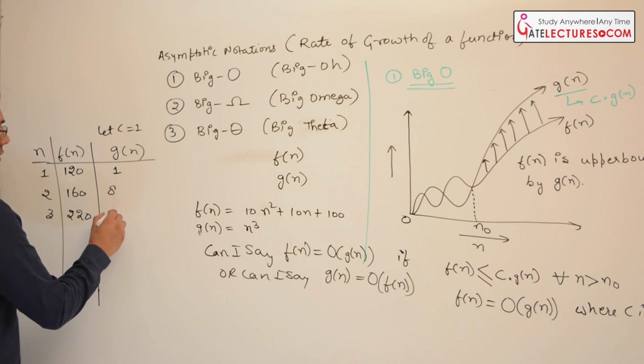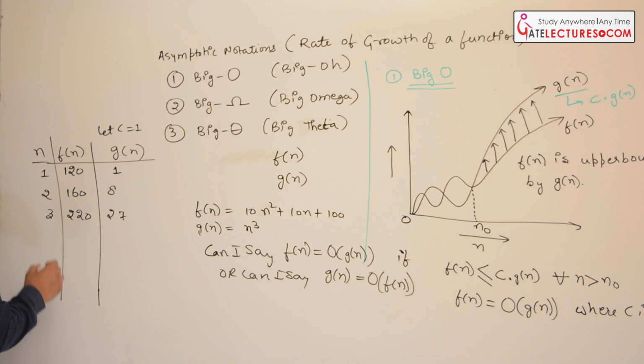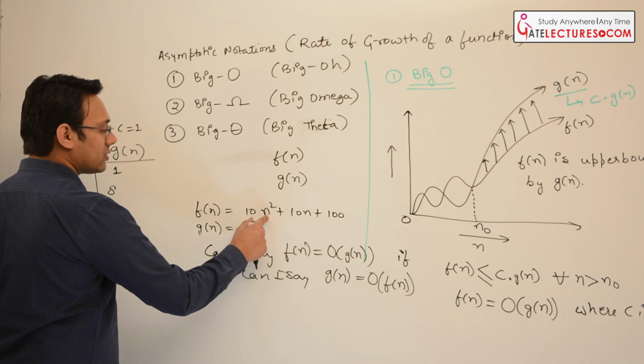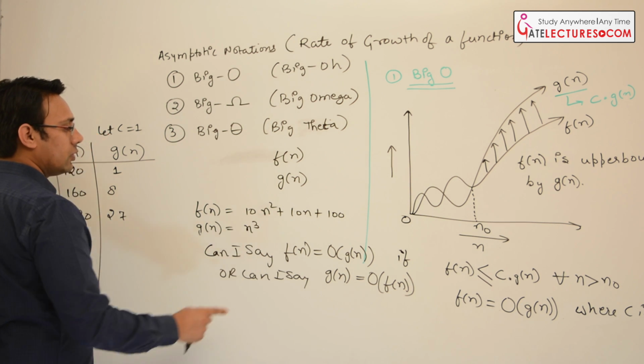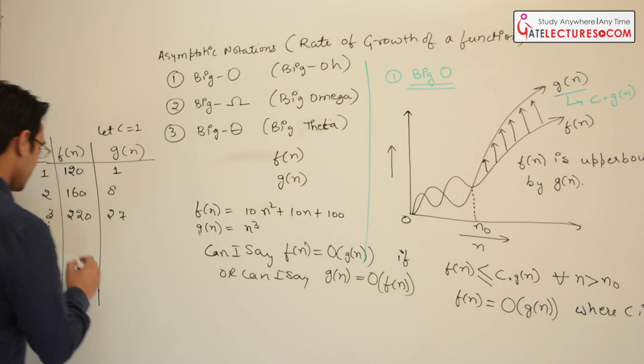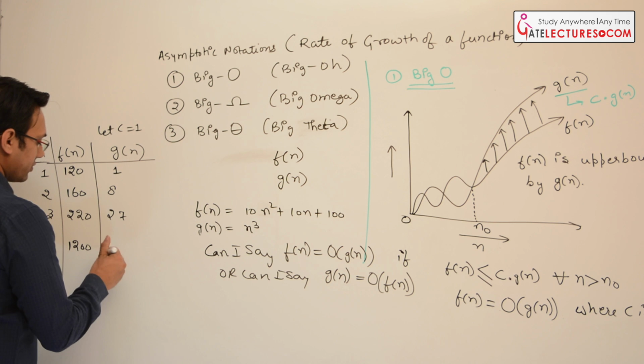Gn is 27. Now in the same way, if I go to some point, let us suppose the value of n is 10. Now this statement became 10 into 100, which is 1000, 1000 plus 100 plus 100, which is 1200, and Gn became 1000.